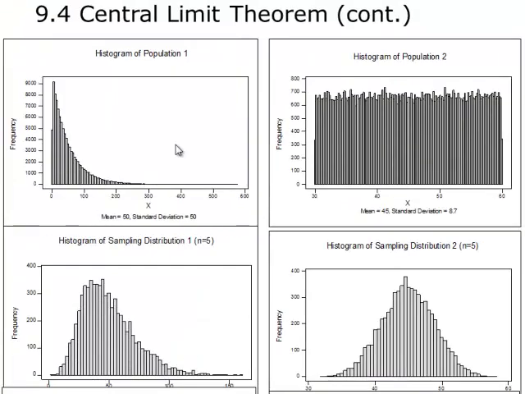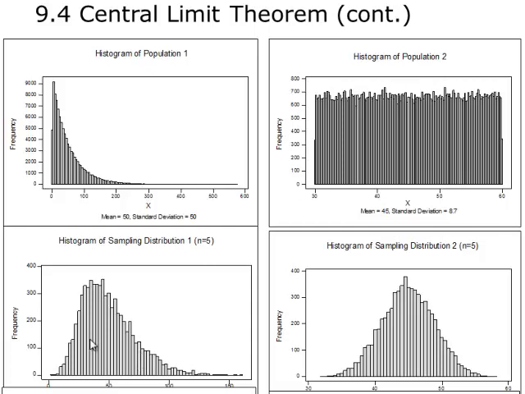Consider these two different populations. Here we have a population that is skewed severely. It has a mean of 50 and a standard deviation of 50. Here we have a uniform distribution that has a mean of 45 and a standard deviation of 8.7. If we select thousands of samples from this population, and each time we calculate a sample mean from that sample, those thousands of sample means will produce their own distribution. If the sample is of size n equals 5, the sampling distribution will look like this.